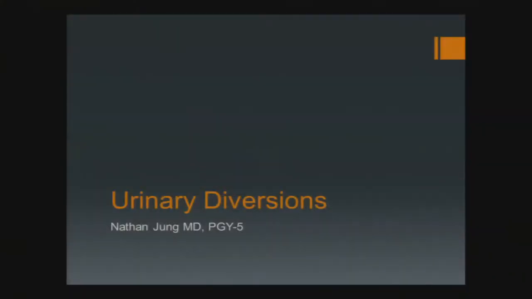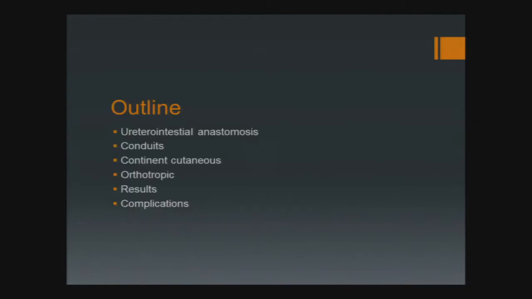So I think almost everybody in the room knows me, so I'll skip my introduction, but just wanted to start with a brief outline of what I wanted to go through today. I'm going to start with ureterointestinal anastomoses, largely because this is a portion of the case that occurs with all of these diversions, so it's important to talk about them. After that, I want to talk a little bit about the different types of conduits, and then I'll go through some of the continent diversions, both continent cutaneous and then orthotopic diversions.